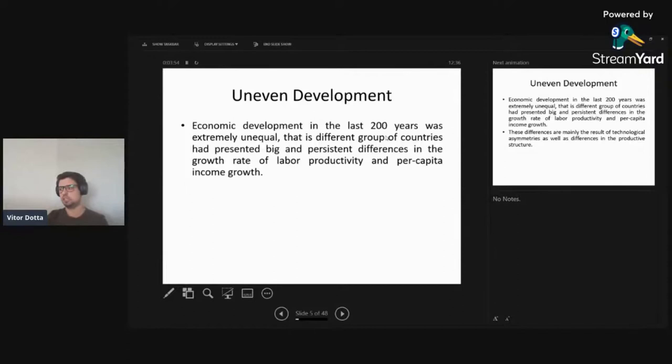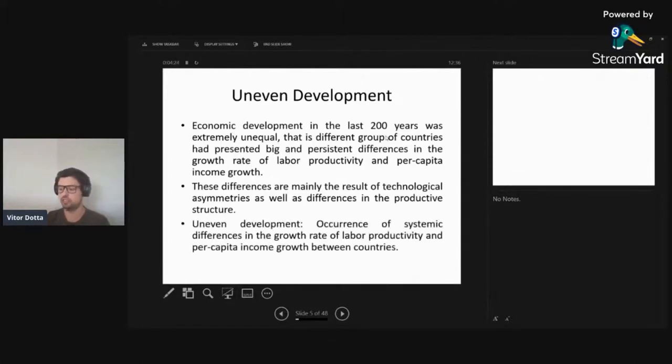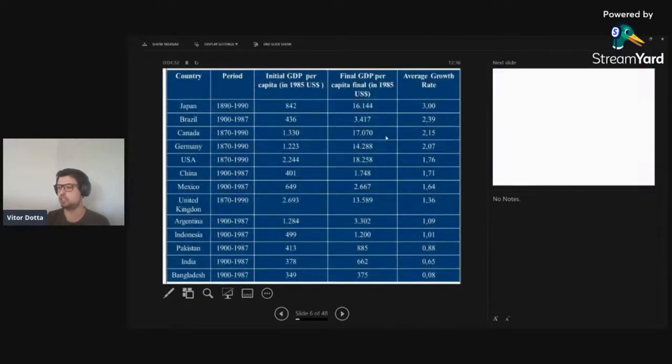Uneven development is clearly presented by the data that we see in a variety of countries in the world. In the last 200 years, there has been a very big, persistent difference in the rate of growth of labor productivity and income per capita among countries in the world. These asymmetries are mainly the result of technological asymmetries and differences in the productive structure. Uneven development, thus, is the occurrence of systemic differences in the growth of labor productivity and per capita income growth between countries. So here is a list of data. This probably needs to be updated. It shows the difference in rate of growth among countries from the late 19th century towards the end of the 20th century. And you can clearly see the average growth rate differs a lot between countries.